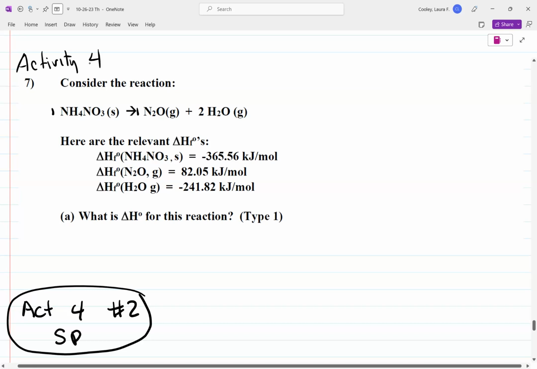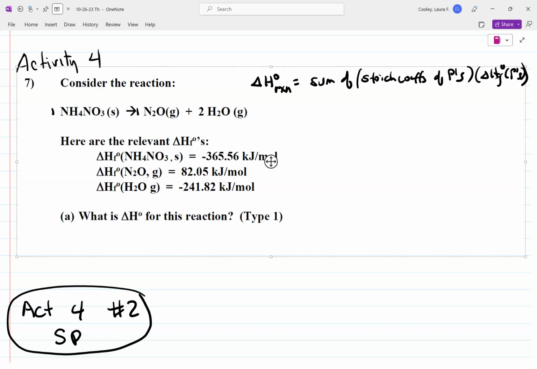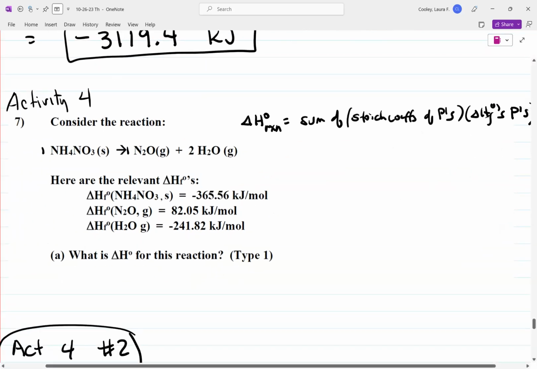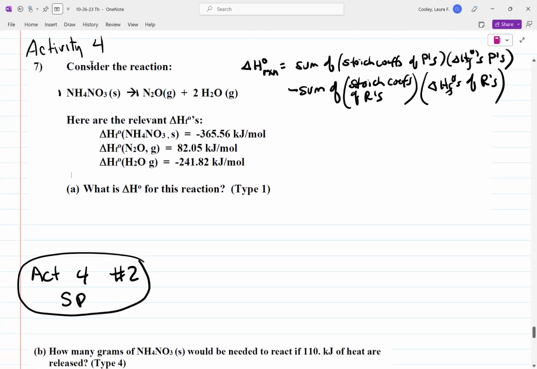And what you're going to use is that delta H for this reaction is the sum of the stoichiometric coefficients of the products times the delta HF0s of the products. I'm going to abbreviate it. Minus the sum of the stoichiometric coefficients of the reactants times the delta HF zeros of the reactants. And here's the delta HF zeros that you need. Just try it.